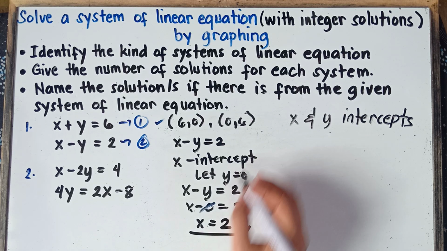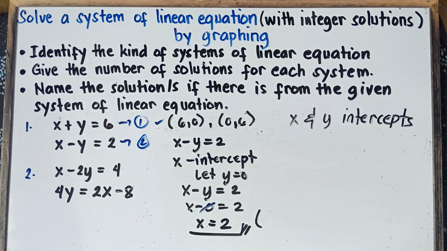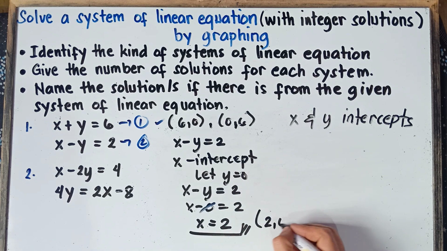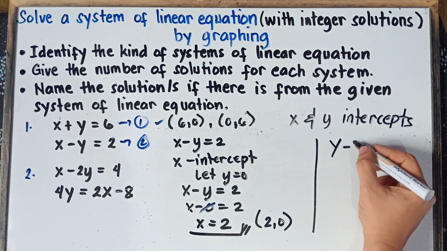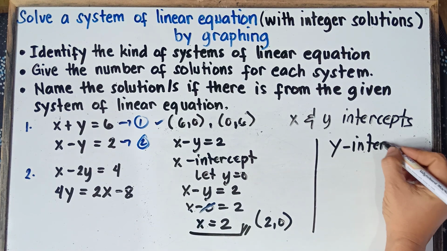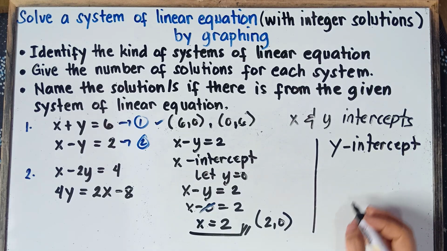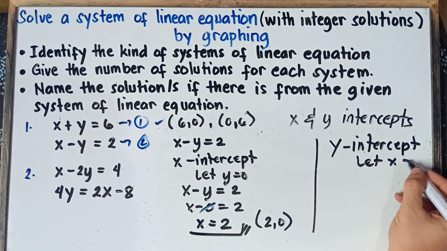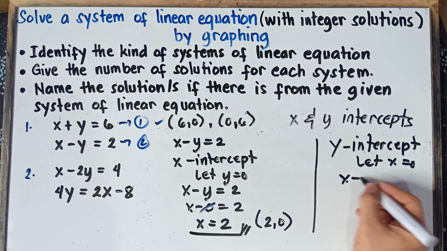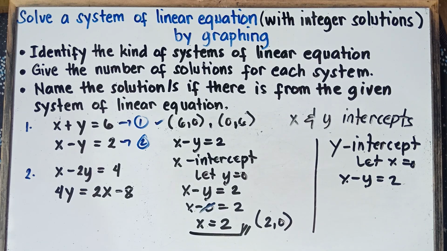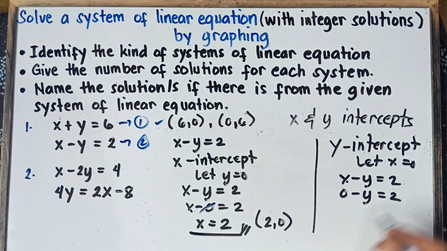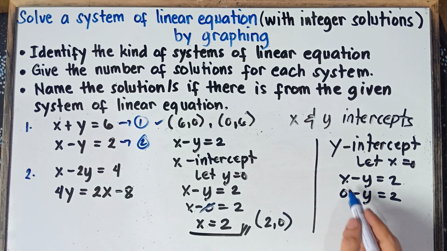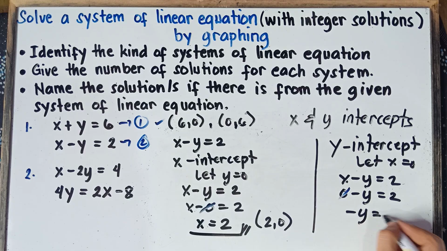So therefore, the ordered pair: if y is 0, x is positive 2. So (2, 0). Alright, and then find the y-intercept. Very easy, right? For the y-intercept, let x equal 0. So x minus y equals 2, with x equal to 0, so this is 0 minus y equals 2. Cancel this out, so we have negative y equals 2.